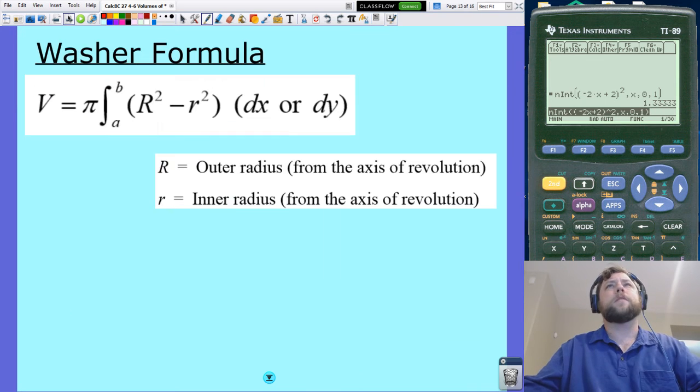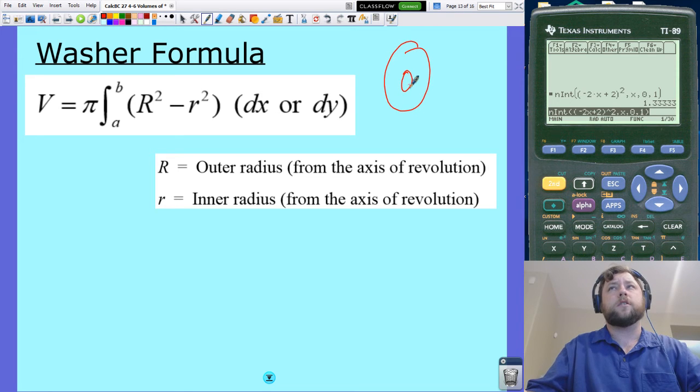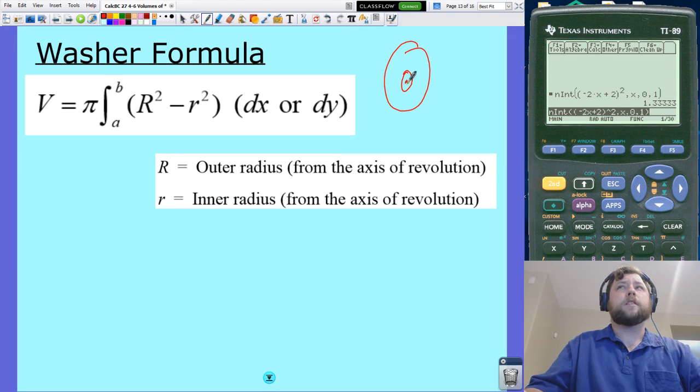Let's do something a little bit more interesting. Okay, washer formula. It's very similar. A washer is basically a circle within a circle. There's a hole in here. So we have an outside radius, so this is the revolution, we have an outside radius, big R, and then we have an inside radius, little r.